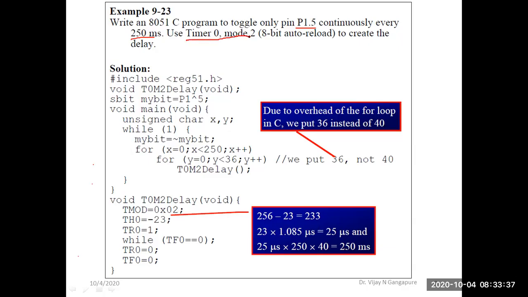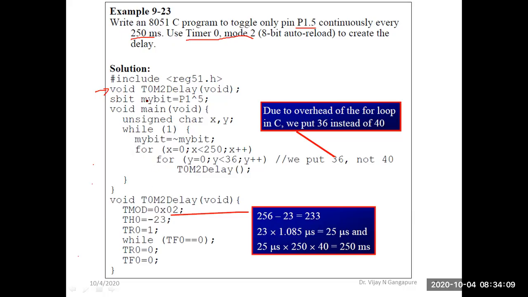So we have to use mode 2 of timer 0, and for that the program is written. So see here: #include <reg51.h>, then void T0M2Delay(void). This is a function declaration of the function named T0M2Delay, that is timer 0 mode 2 delay, because its definition comes afterwards, that is after the main function, from where we are calling this T0M2Delay function.